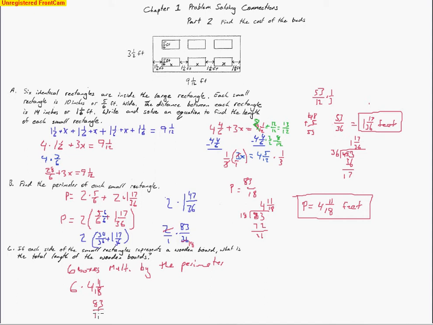83 over 18 and then times 6 over 1. So we go ahead and do some reducing. We'll cancel out the 6 and the 18 there. That becomes a 3. So now we've got 83 thirds. And we might end up using that again too. So hold on to that number.